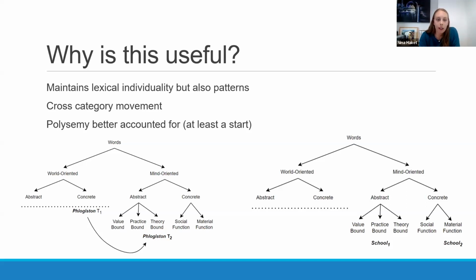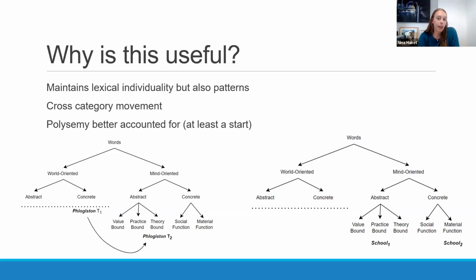It can't be an objective, world-oriented property if it's something that we created as a best explanation for something around us. So therefore, over time, due to what you could call conceptual engineering or just natural change, it moved from this concrete, world-oriented word to an abstract, mind-oriented, theory-bound word.